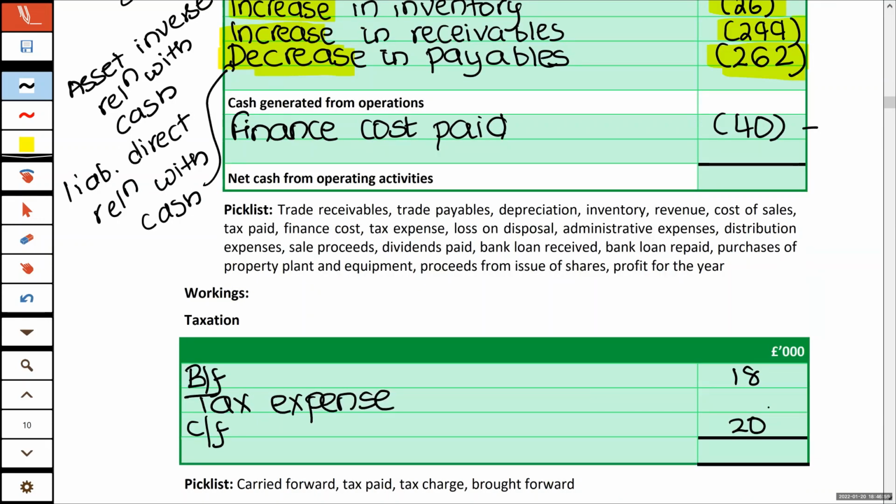So here, what is happening is basically I'm saying I had a brought forward liability to pay HMRC £18. During the year, I had to pay them another 22. So total, I had to pay them 40. But at the year end, I'm telling you that you only have to pay 20. What's happened to the remaining 20?